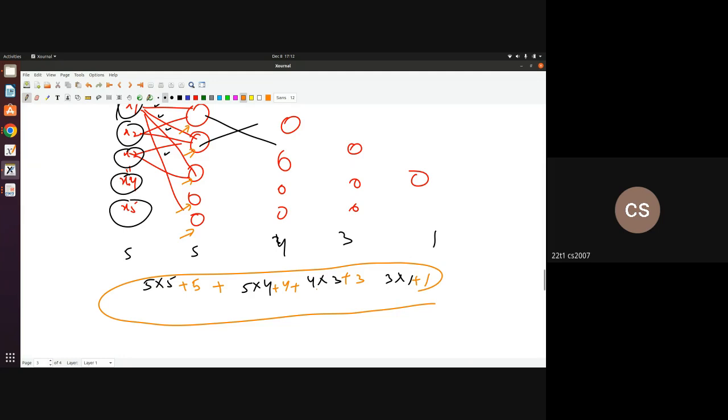Is this clear? Yes, ma'am. The number of biases will be as many as the number of neurons, excluding the input layer. So that will be the number of biases.